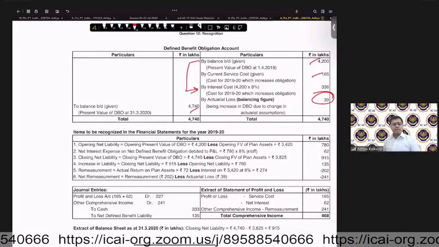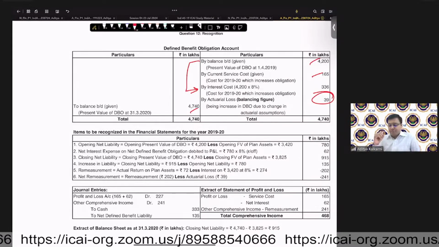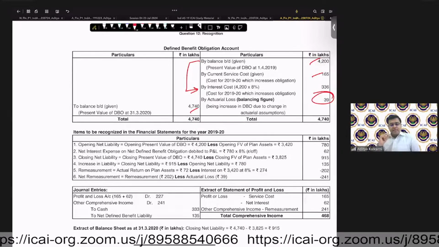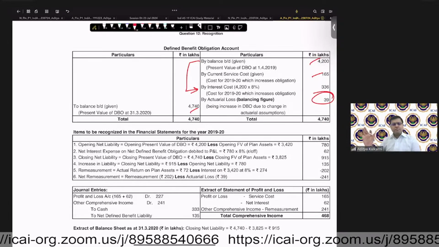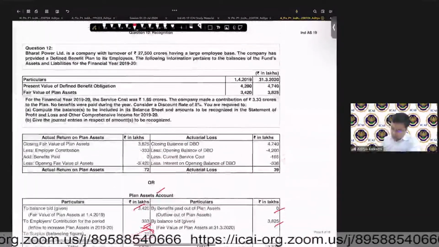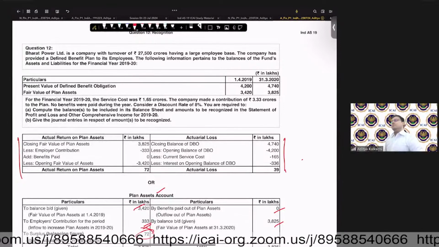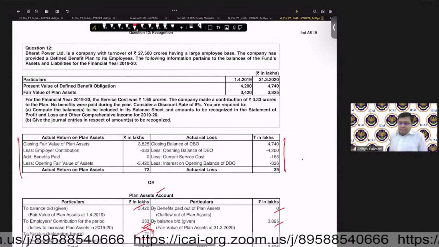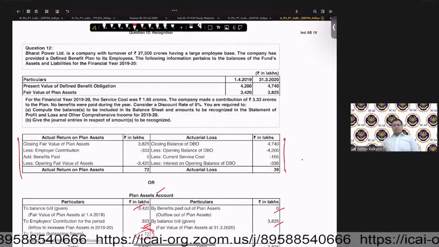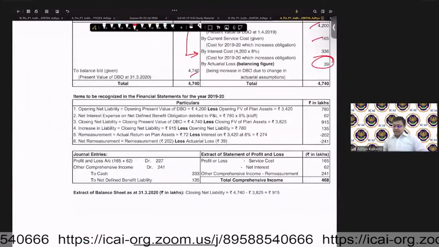Are we okay with this? Yes. So quite simple, nothing complex. Alternatively, these two accounts, you can present it in this particular manner. Next, but how do I present it in the financials?